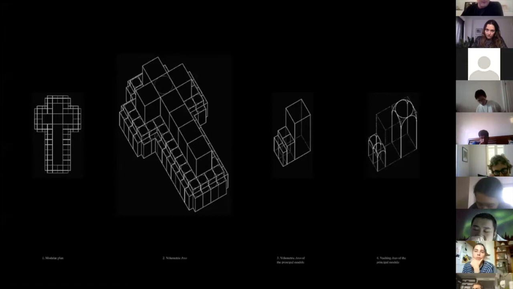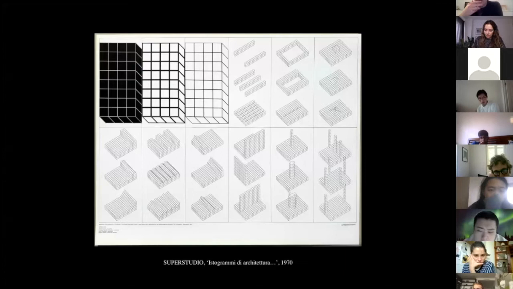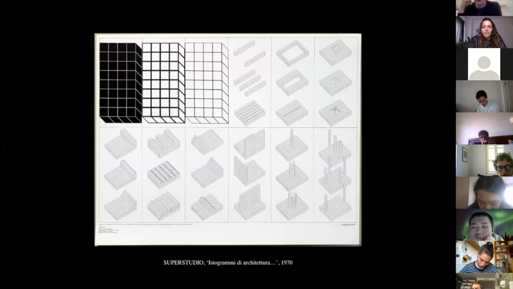This drawing was, of course, inspired by Vittorio's own fascination with the work, for example, of radical collectives such as Superstudio, which I'm sure, or I hope, you will certainly hear about in your coming months in the first year. But if not throughout the year, you will certainly be introduced to their work at some point. But this is their series of histograms.